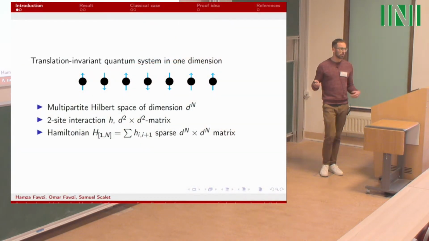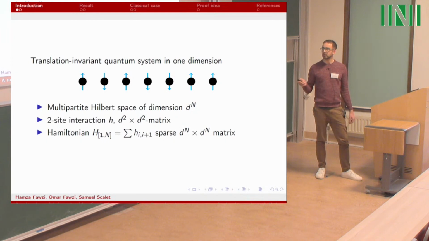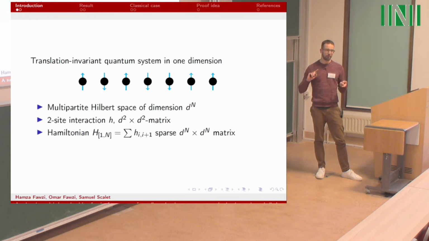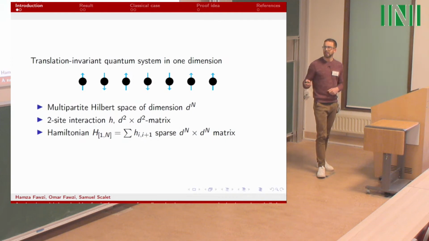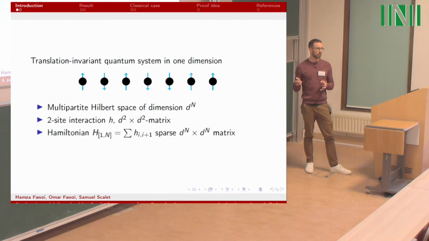It's a bit similar to what Joel told us earlier. We also have some very simple description of the interactions in the system, so just interactions between neighboring particles. Think of ferromagnetic interactions which align spins and give an energy penalty to non-aligned spins as here. And the only thing that comes into the description of our problem is basically just this small matrix H here, which is just a d squared matrix, so not particularly big.